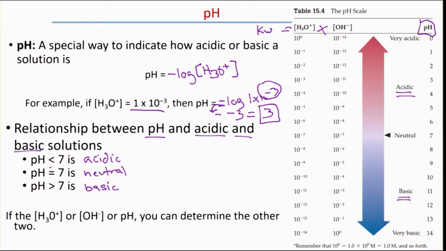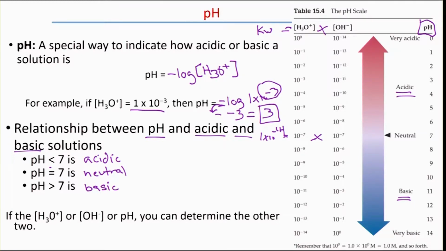So anytime, it doesn't matter where you are on the pH scale, if you take the hydronium and hydroxide ion concentration, you'll get that equilibrium constant. So here at neutral, 1 times 10 to the negative 7 times 1 times 10 to the negative 7, you got 1 times 10 to the negative 14.